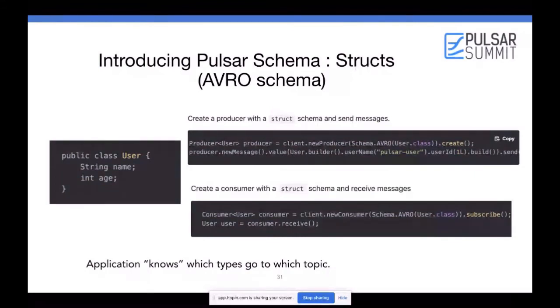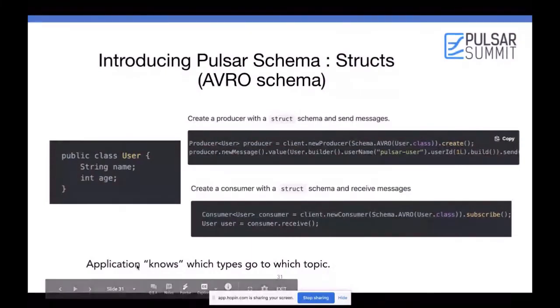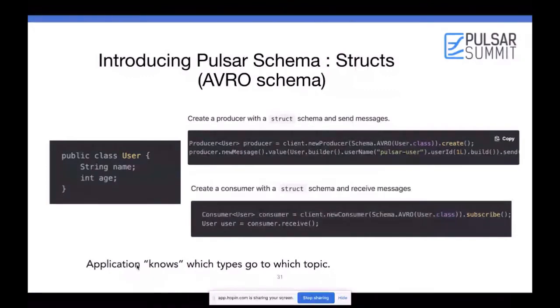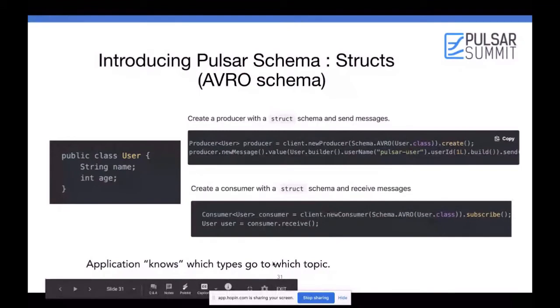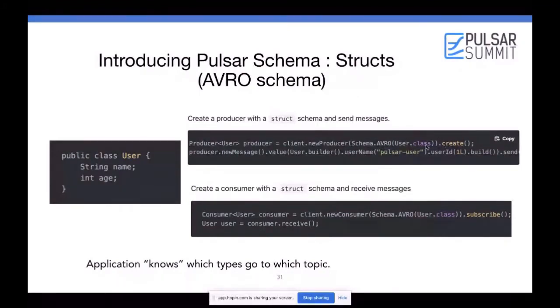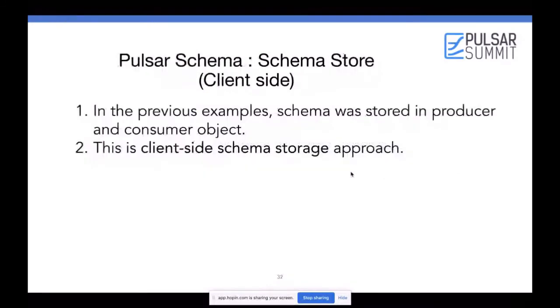The thing that I have been stressing with both these examples of JSON schema and Avro schema is that if you write your code in this fashion, what you're actually doing is that your application, which is using the producer or consumer library, actually knows that for this topic I'm using this schema, and in this particular example it's actually hard coded.